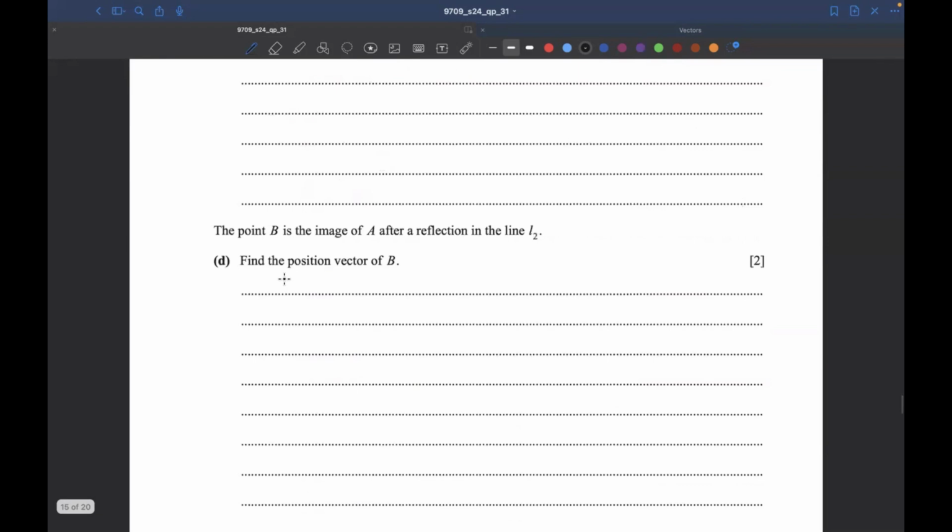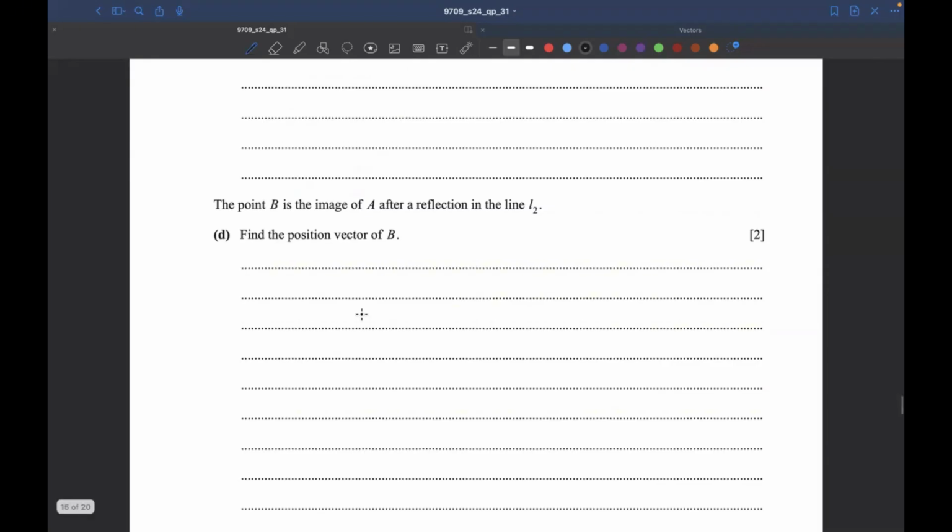In part D, it says the point B is the image of A after a reflection in the line L2. So what we know is that A lies on the line L1. Lines L2 and L1 are perpendicular, and B is the image of A after reflection in the line L2. Let's say if this is point A, its image will be formed exactly perpendicular to this point.